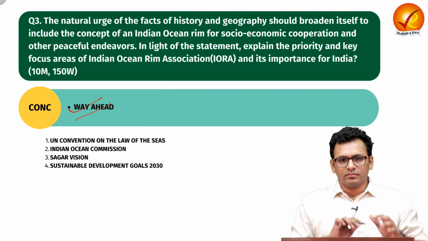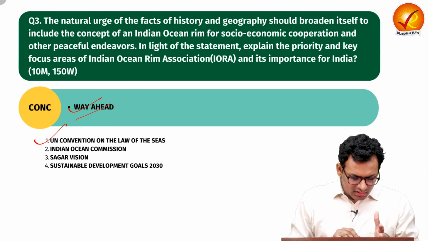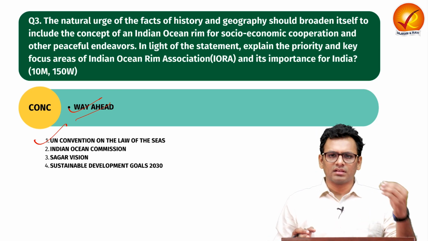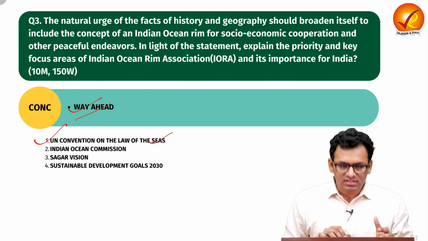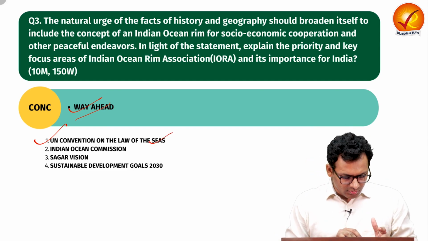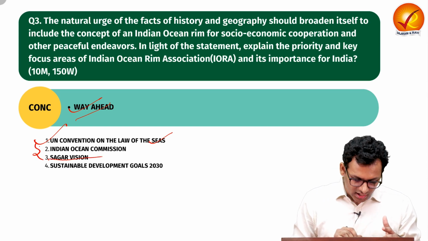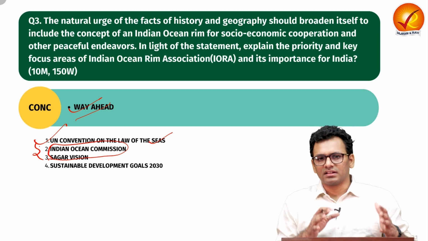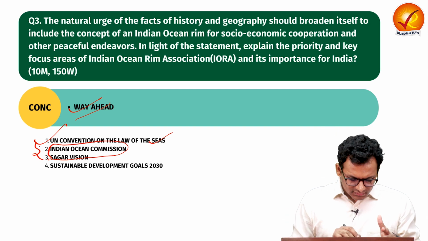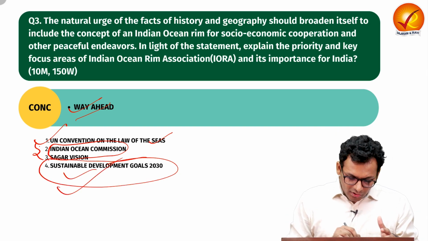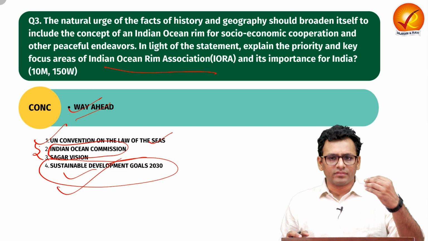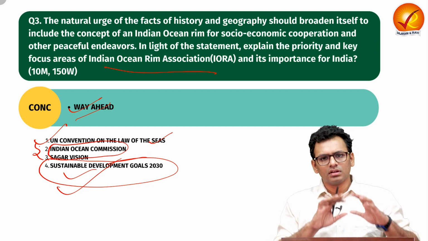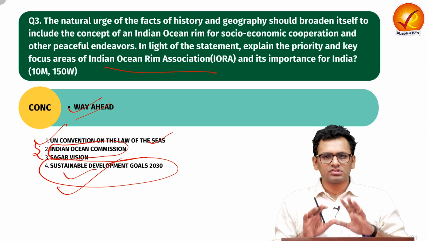And in the last, the way ahead, you can talk about how free, open type of ocean access is something that India aligns with UNCLOS as well as with IORA. You can talk about different initiatives like the Indian Ocean Commission, Sagar Vision. They are also aligned with the Indian Ocean Rim Association and the development of nations and countries which are around the Indian Ocean. And the last, you can also talk about how IORA, through its focus area of economic development, trade and investment facilitation, is ensuring sustainable development goals, right? So this is something you can talk about in the conclusion of question number 3.